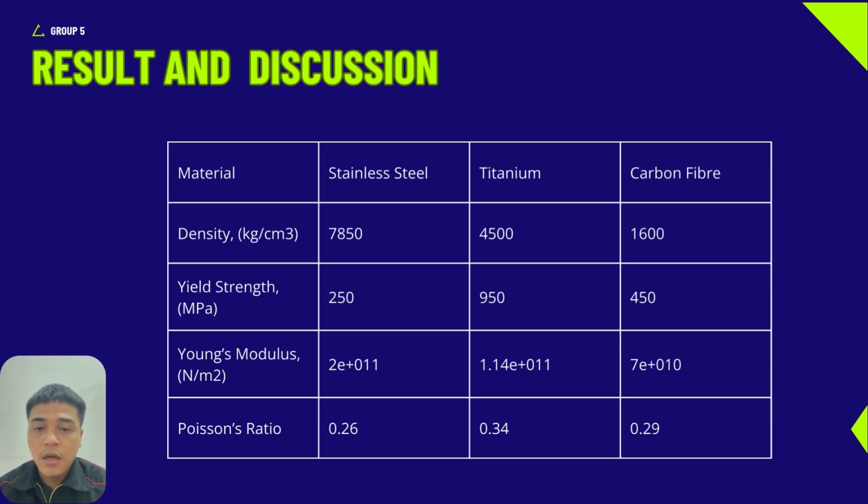The higher density is stainless steel, and then titanium, then carbon fiber has the least density compared to other material. So due to the least density, carbon fiber is the lightweight and the stainless steel is the heavyweight.